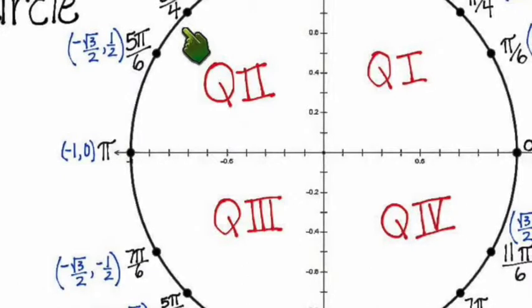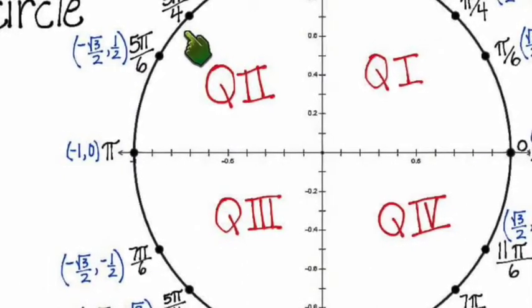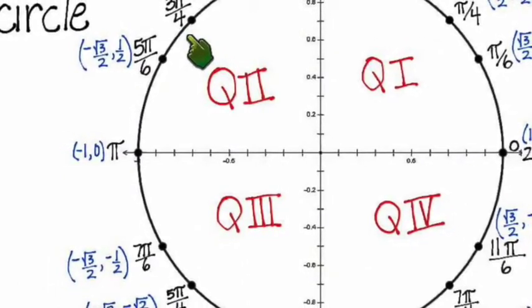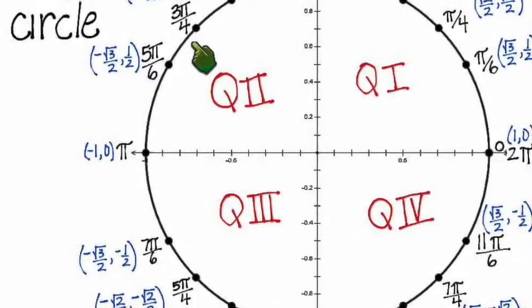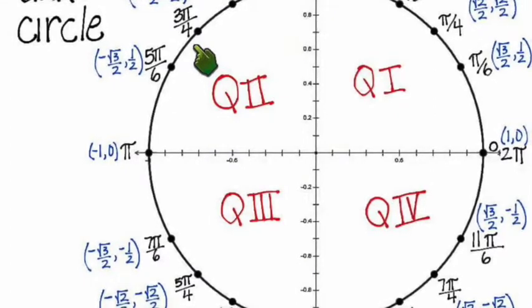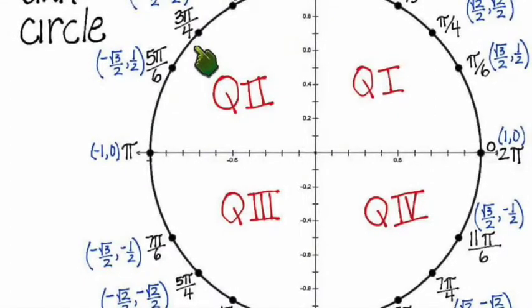Our presentation today is about the unit circle. A unit circle is a circle with a radius of 1, a lot of angle values, and sine and cosine coordinates that make up what the unit circle is.